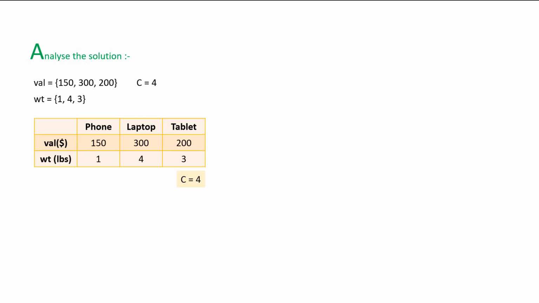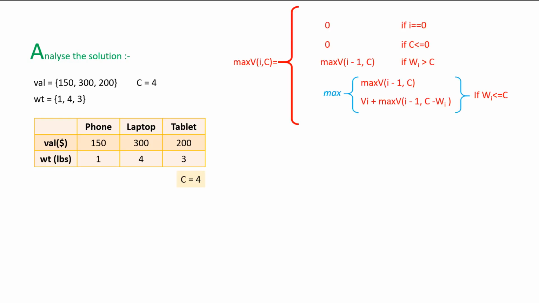So this is the problem statement which we have got, and this is the recurrence which we have seen so far. Let's try to use this recurrence for the given input. As we know, we have 3 items and the capacity is 4. So just put that into this recurrence. Max of v is 3, 4. 3 stands for the number of items, 4 stands for the capacity. And we know here we have only 2 options: either we choose the item or we reject the item.